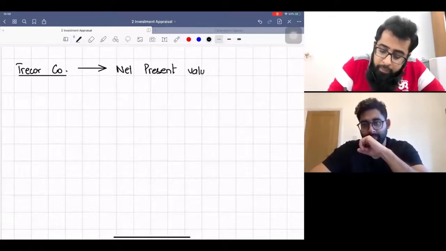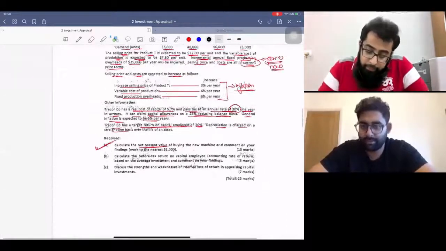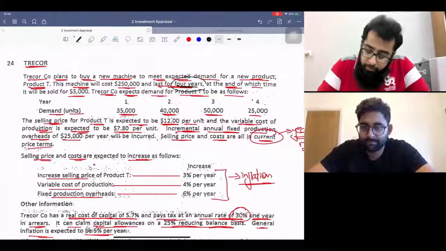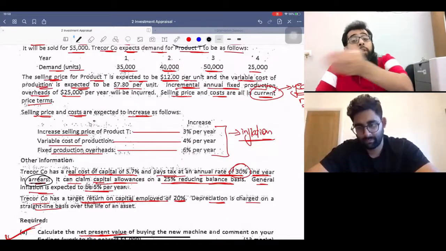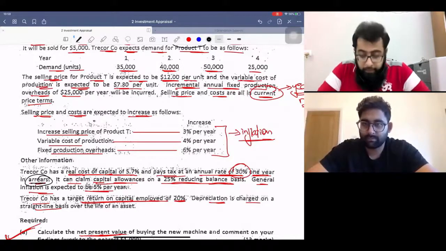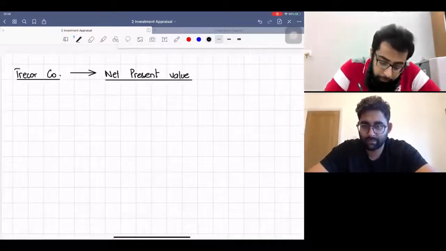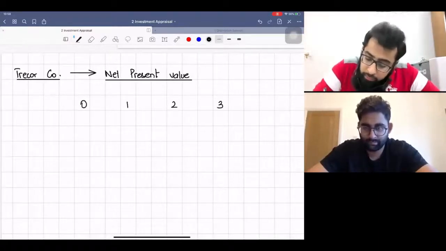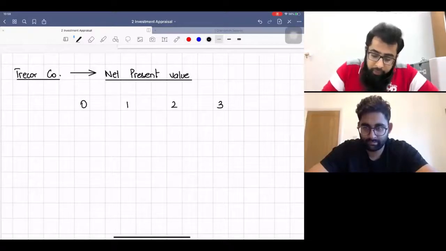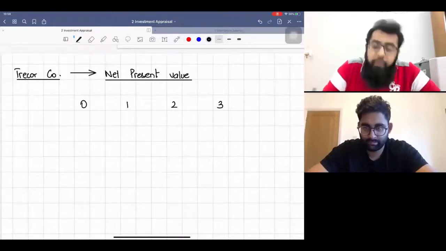Now, the life of the machine is how many years? 4 years. One thing which you need to remember is that tax is paid 1 year in arrears. So the 4th year tax will be paid in 5th year. So we'll make an analysis of how many years. Year 0, which is now, year 1, year 2, year 3, year 4, and year 5.